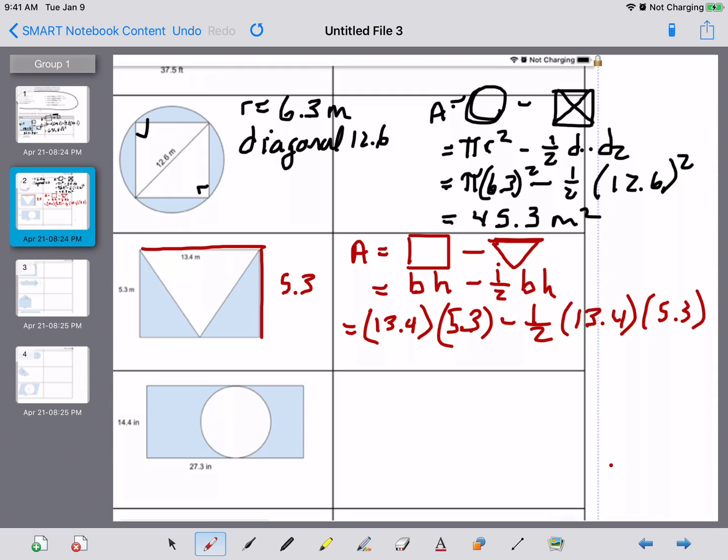Now I'm going to grab my calculator and put them in. But right now I'm recognizing that I'm going to take this and subtract half of that. These are the same thing. I'm taking half away, so my final answer is just half of the area of my rectangle. So I'm going to multiply everything together. My final answer is 35.51, but I'm supposed to round to the nearest tenth, so it's 35.5 meters squared.